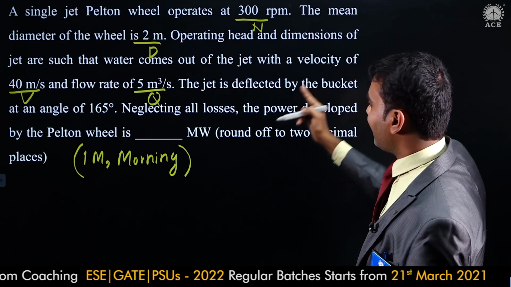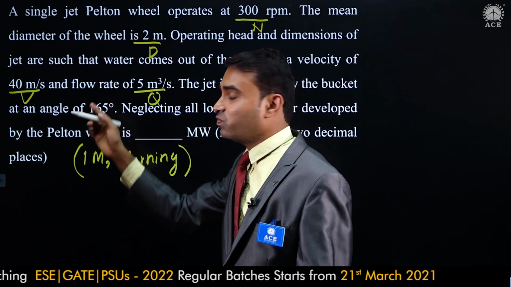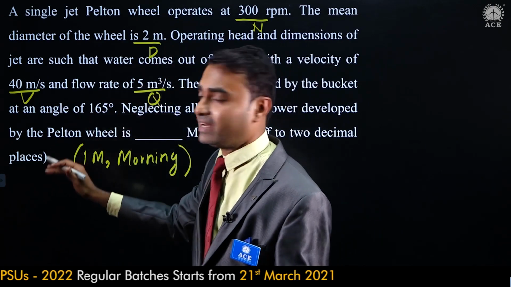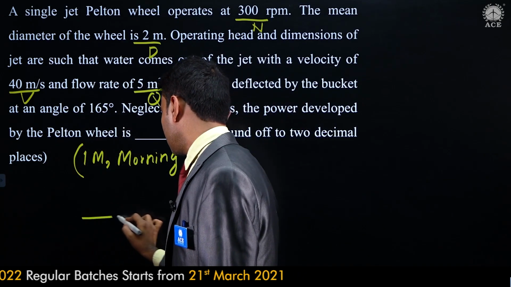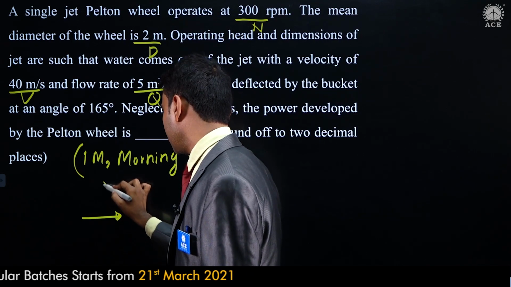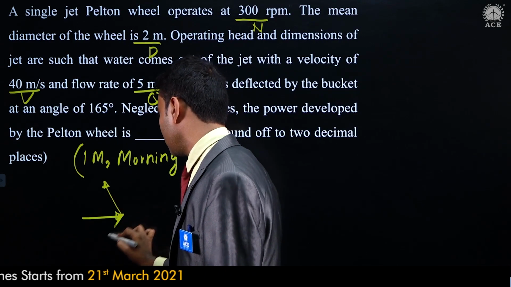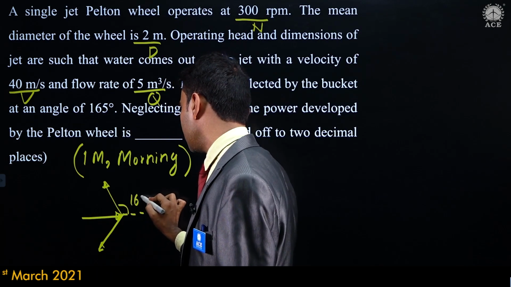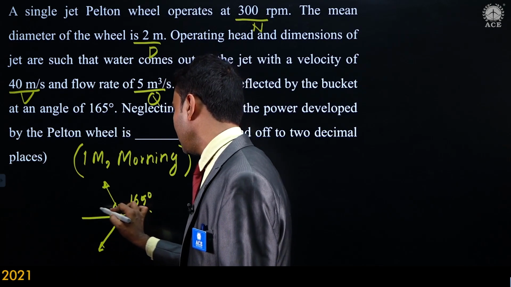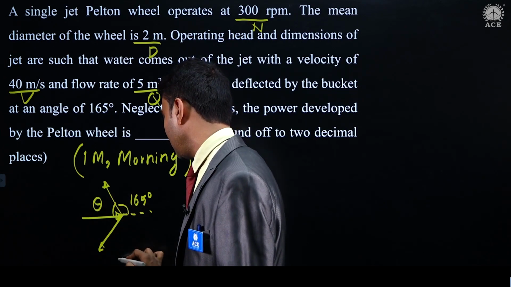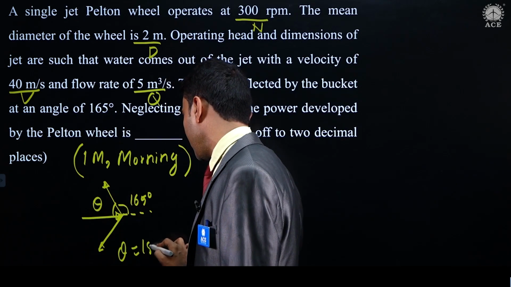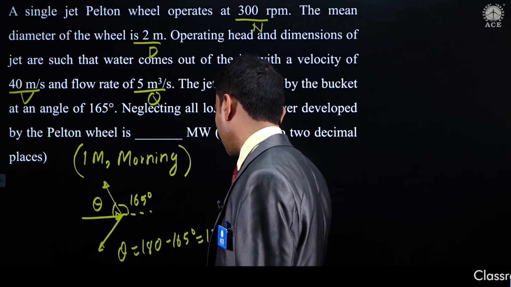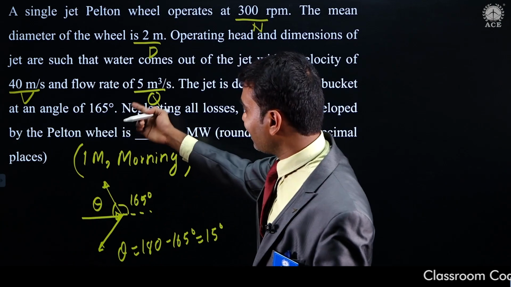The jet is deflected by 165 degree. This 165 degree is not the bucket angle theta. It is the jet deflection angle. Let us say this is the incoming jet velocity direction and this is the outgoing jet velocity direction. So the deflection angle is given as 165 degree. Theta is the bucket angle, so theta will be equal to 180 minus 165, that is 15 degree. So the bucket angle is 15 degree.